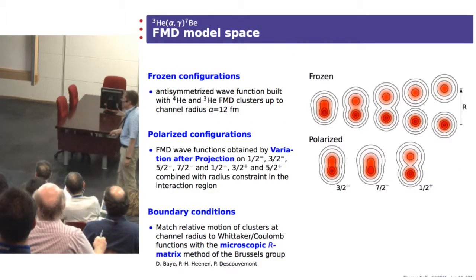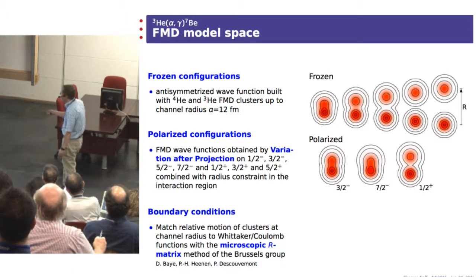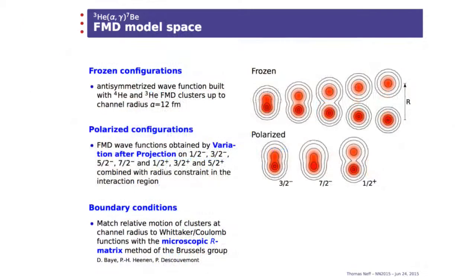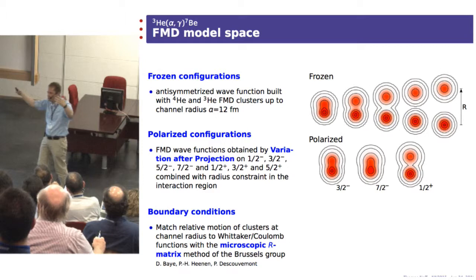So how do we set up our model space? On the one hand, we have so-called frozen configurations where we just take the ground states of the helium-4 and the helium-3 and put them at different separations, here indicated by this label R. This we can then match in the end to the asymptotic world. We have just two point-like clusters of alpha and helium-3, so we can match to the Coulomb asymptotics.